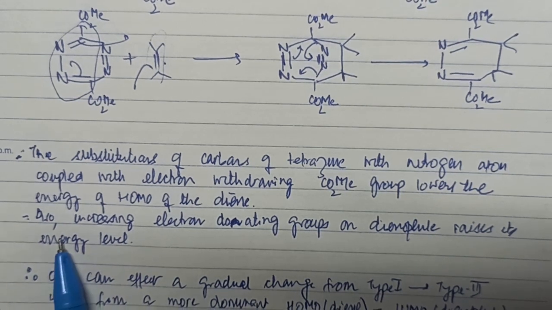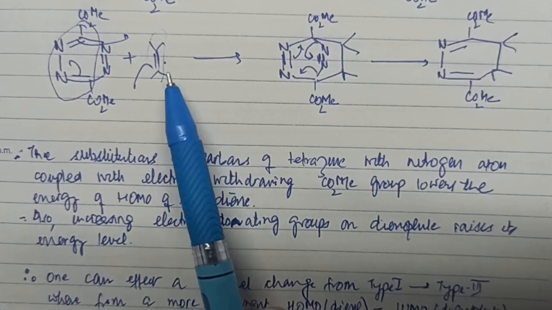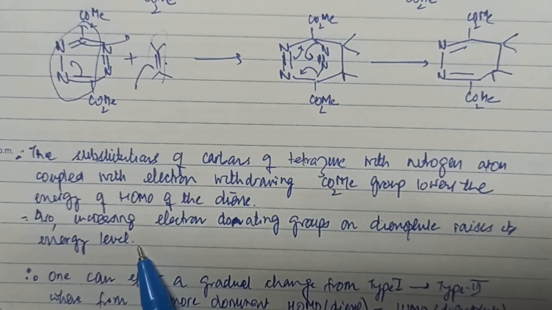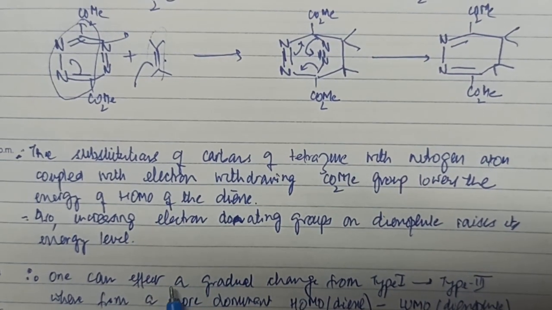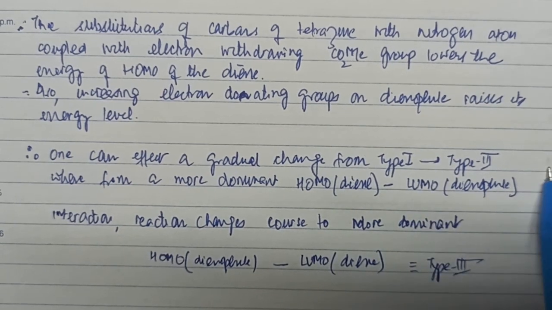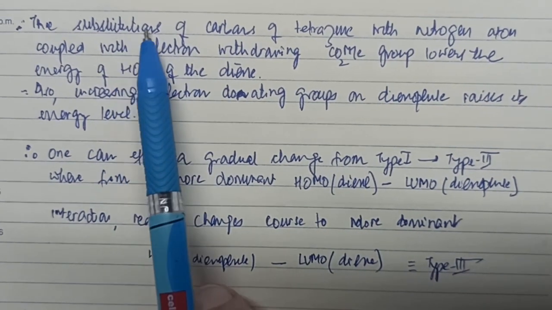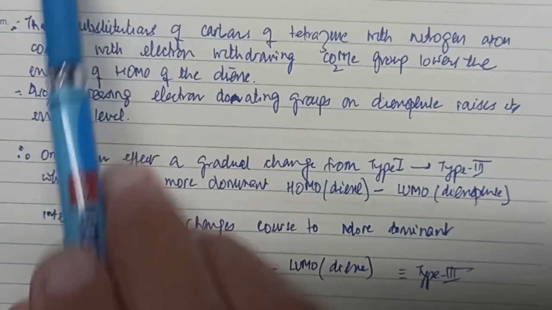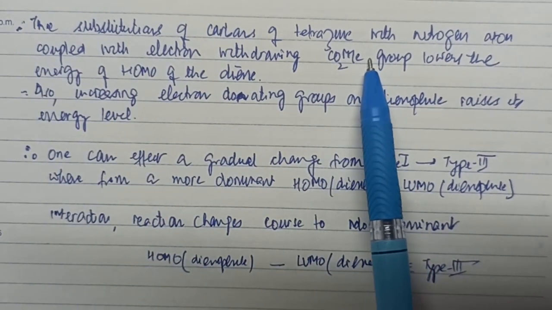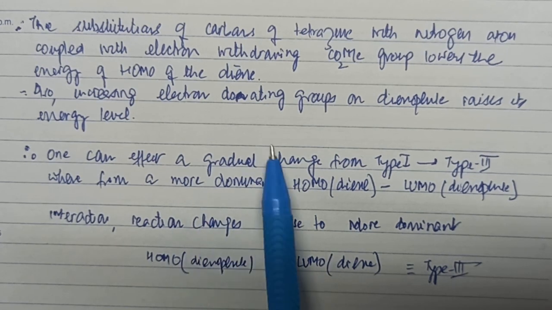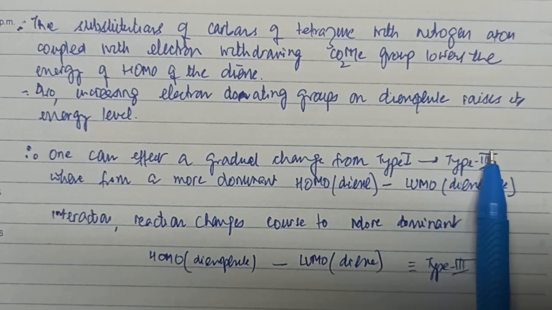Also, if you increase electron donating substituents on the dipolarophile, this raises its energy level. Hence, one can feel that there is a gradual change from type 1 to type 3. That is, as you keep on substituting carbons with nitrogen atoms, as you keep on substituting the diene with electron withdrawing groups, what will happen? Its HOMO will go down, down, down, and a stage will come. It will shift from type 1 to type 2 and finally to type 3 category.